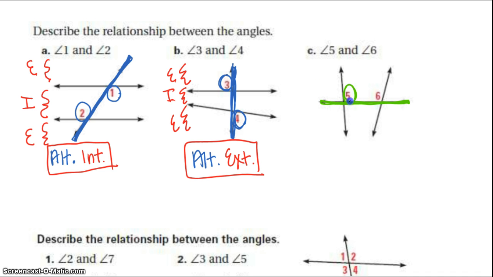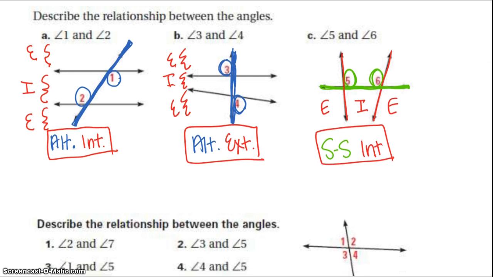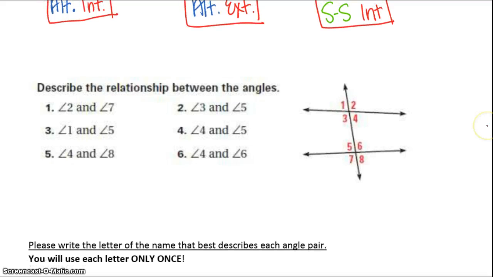So now you have to ask yourself, are 5 and 6 on the same side as the transversal or alternating around the transversal? They're on the same side. And then you have to ask yourself, are they on the exterior of the 2 lines or are they on the interior of the 2 lines? And they're inside, so they're same side interior angles. Notice I'm asking myself those questions and you gotta do that in this section in order to get the angles right. So let's go to this next section here.